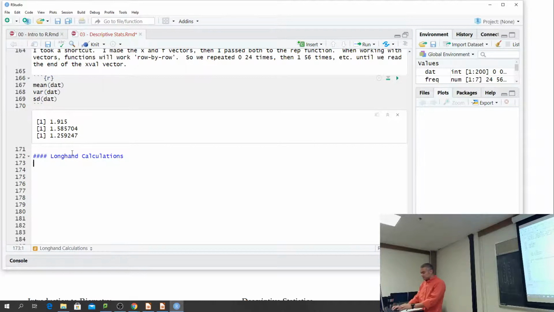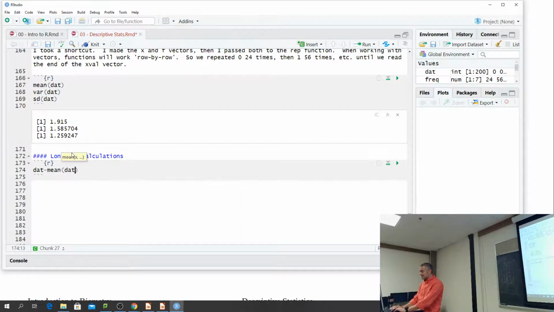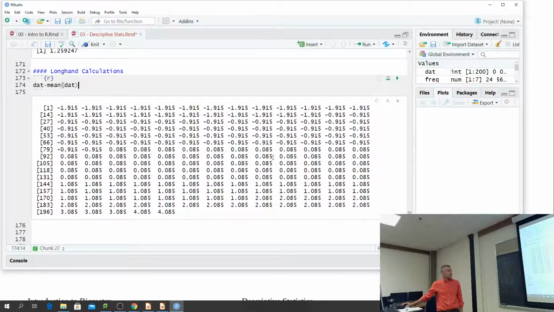So longhand calculations. So we can get the squared deviance. All right, we know what our mean is, right? So what we can do is do our vector. So dat is our vector. All right, and I can do dat minus the mean of our dat. And again, it's using the same vector approach. We're working with vectors, and we're going to go row by row. So if I do my dat vector minus the mean of the dat, and I run it, look at what it gives me. It gives me all of the differences from the mean row by row. So I have 200 data points.